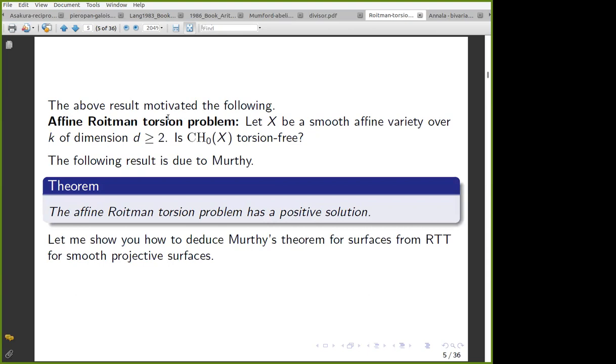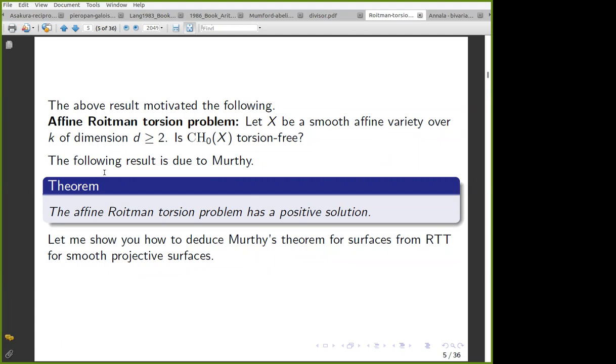The above results motivated the following question, which we call the affine Roitman torsion problem. Let X be a smooth affine variety over K of dimension at least 2. Then the question is: is the Chow group of zero cycles of degree zero torsion free? Remember that affine varieties have no Albanese, so you should expect that it has no torsion. And the dimension d at least 2 is very important, because you can clearly see that if the dimension is 1, then this is not going to be true.